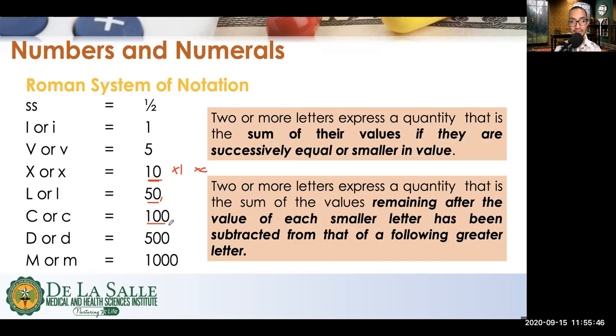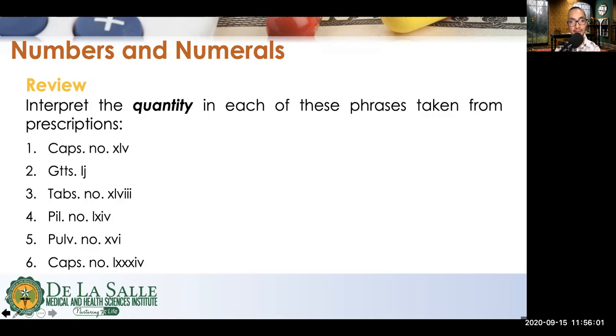For 500 and 1,000, we can only subtract 100. So those are some of the simple rules that you have to review in writing your Roman numerals. So let's have some examples over here.